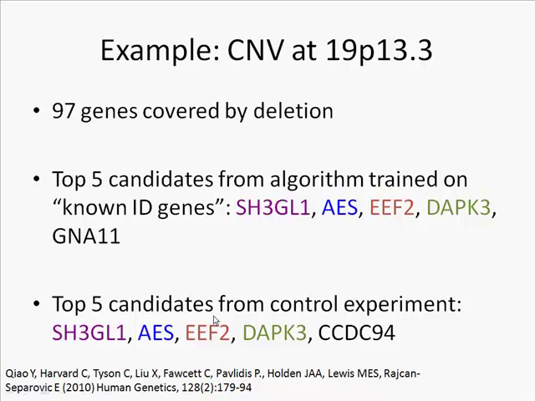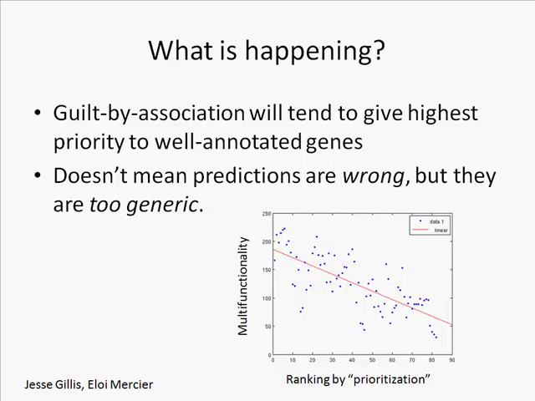And if you just train with random genes, you get 4 out of the same 5 genes back. So that's a phenomenon, but we've more recently shown that this is strongly correlated with multifunctionality. In guilt by association, the genes that are best annotated tend to get ranked the highest. I'll get into the reasons for that a little bit. It doesn't mean the predictions are wrong, but they're too generic.